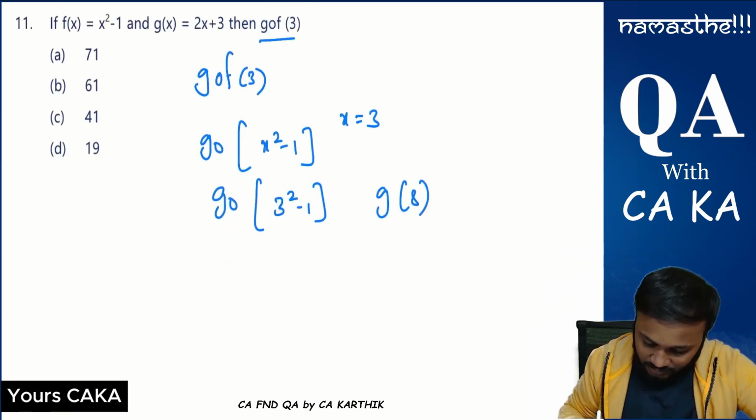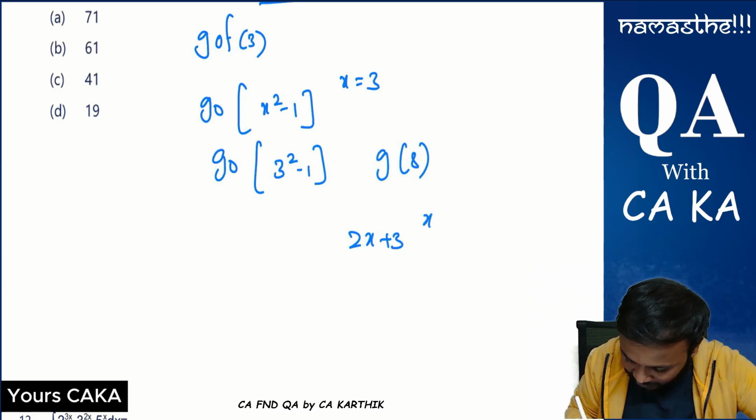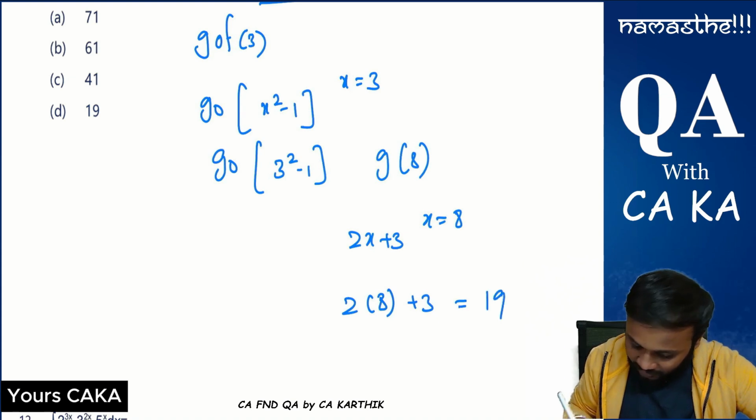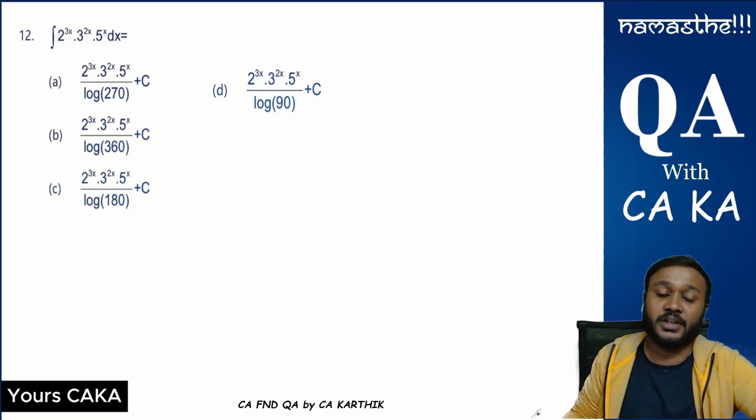Now substitute g of 8 in the value of 2x plus 3. So 2x plus 3, where x is equal to 8. So 2 into 8 plus 3, 16. 16 plus 3 is 19. So option D is your right answer. The next question is related to the integration chapter.